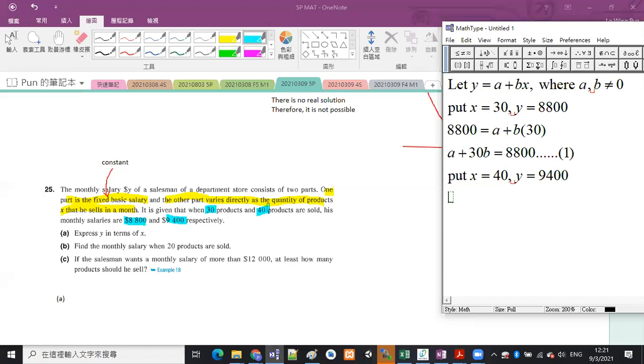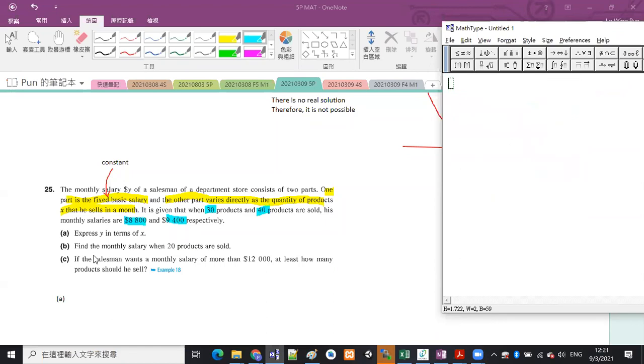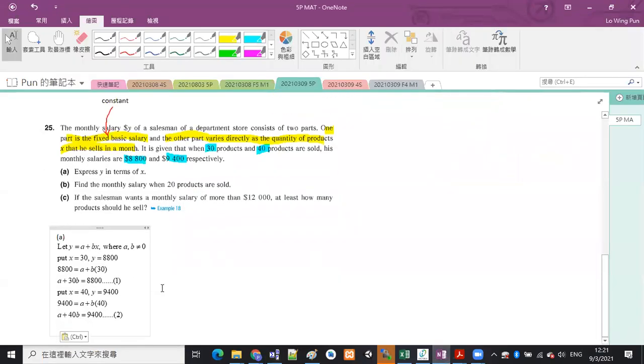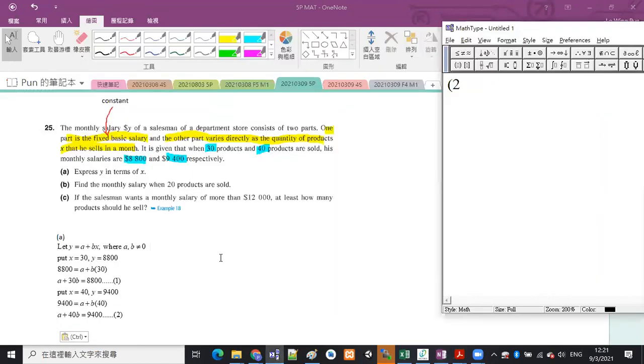9,400. Okay, so 9,400 is equal to a plus b times 40. And so a plus 40b is equal to 9,400. And label this to be equation 2. Okay, and let me paste it here first. And from equation 1 and 2, we notice that the a terms are exactly the same. Okay, so we are going to use the subtraction of the equation. So equation 2 minus equation 1.